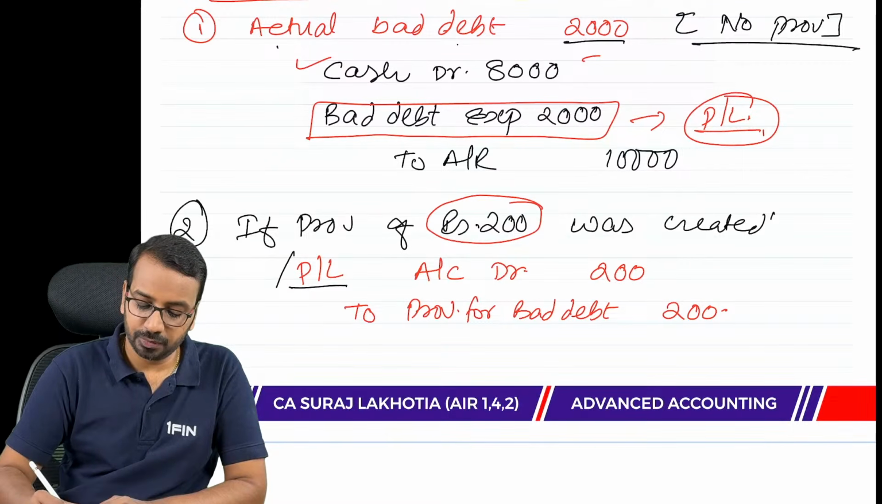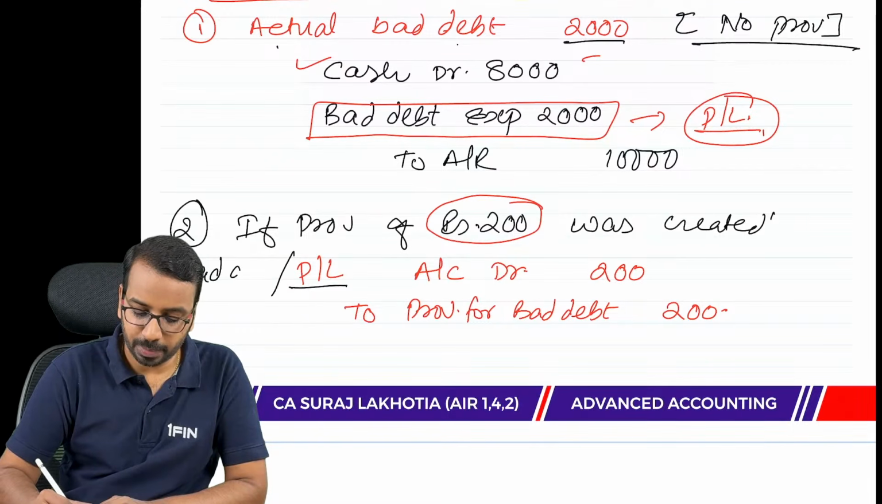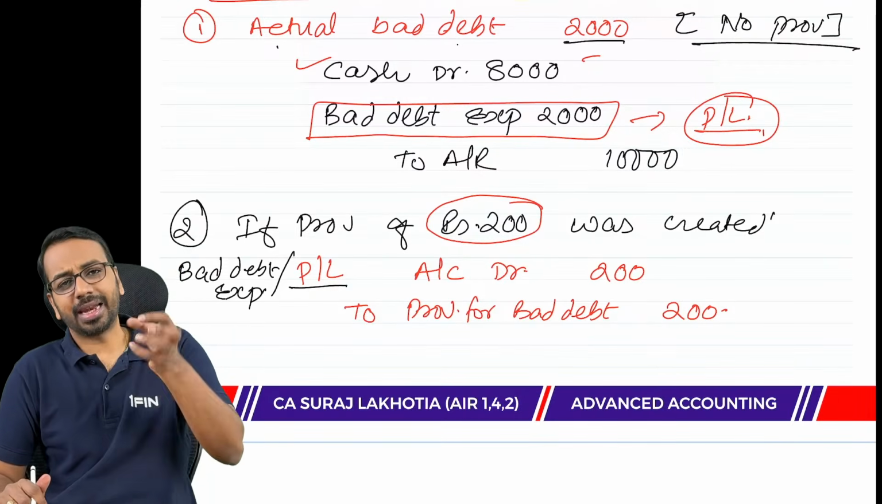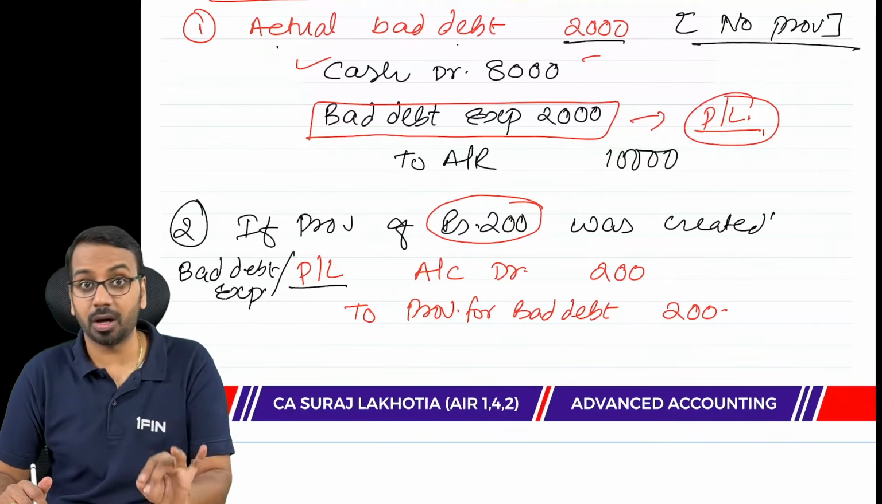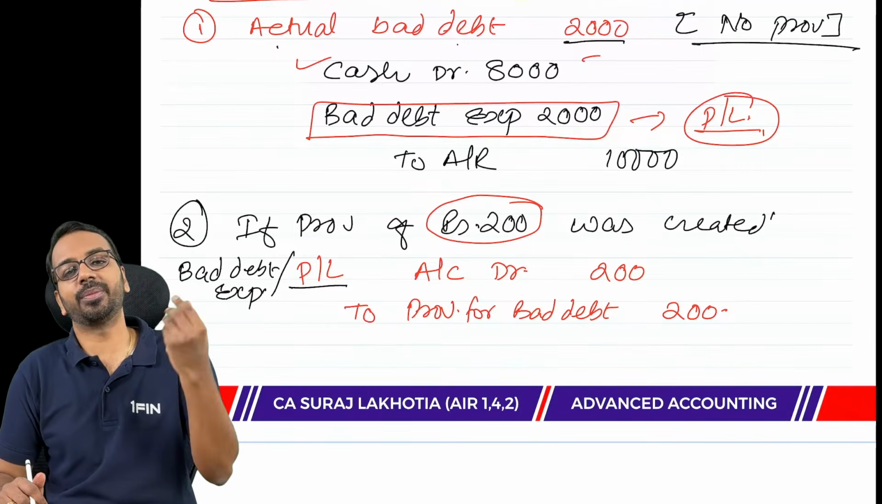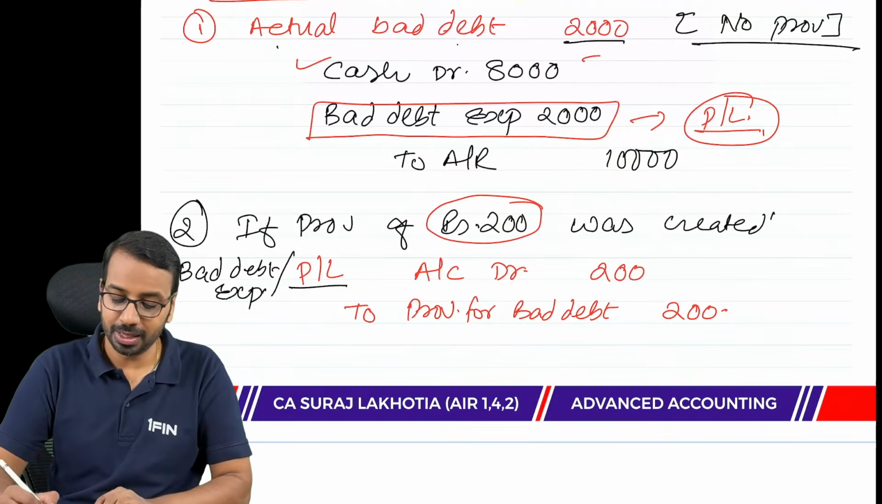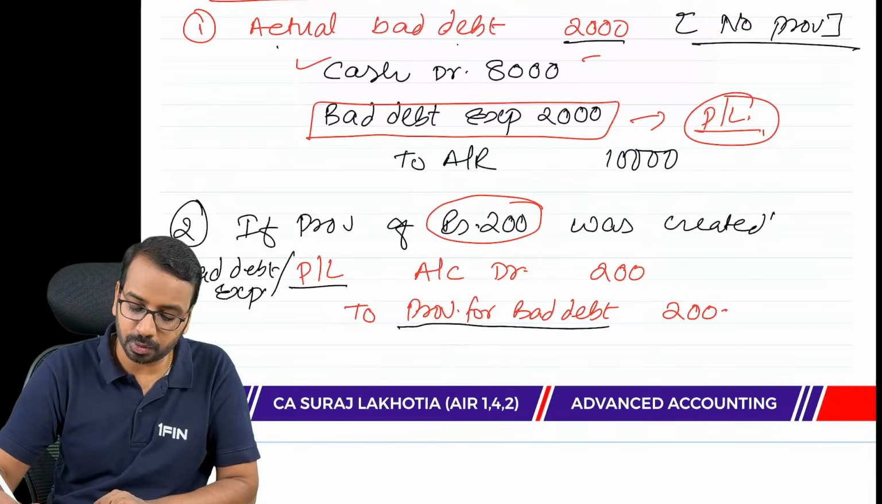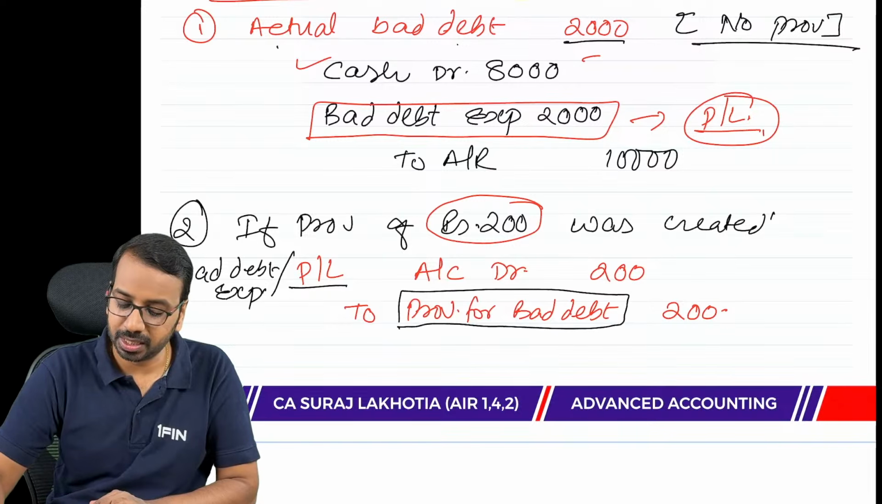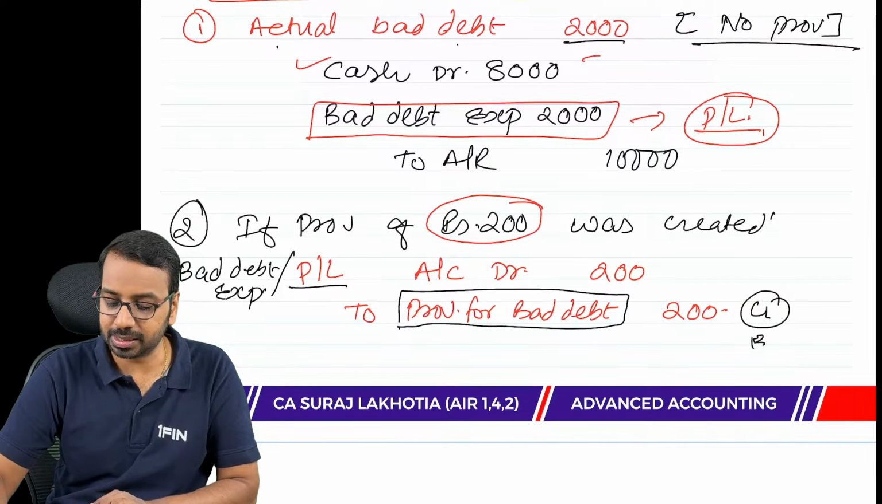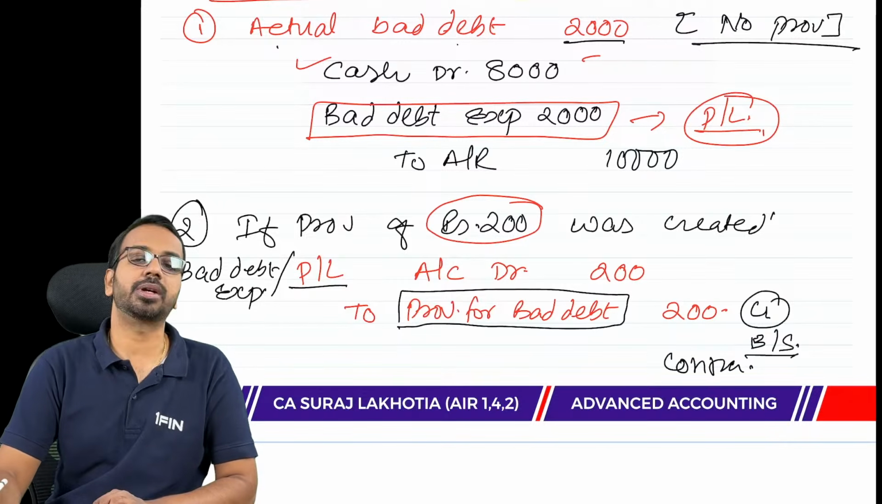When we debit P&L, we can also pass the entry saying bad debt expenses. So basically we are estimating that we will get 200 of loss in the future, and hence we are debiting it to P&L today itself, and we create an account called provision for bad debt. This is a credit account. This is a balance sheet item. This is like a contra account to account receivable.